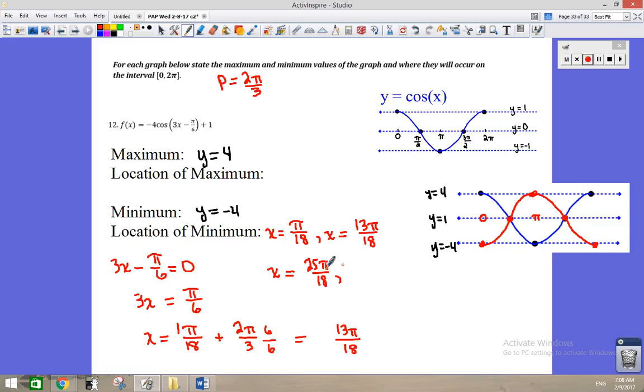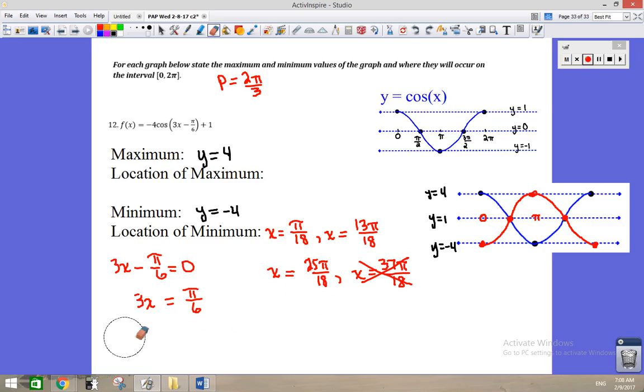And if I add another 12, I'm at 37. But 37 is bigger than 36. 36 over 18 is 2. They wanted me on 0 to 2 pi, so that one's outside of the interval. So I know that if I plug in these 3 different x values into this function, the output of this function will be at a minimum value of -4 at each of those locations. So now let's come in and find where it's a maximum.